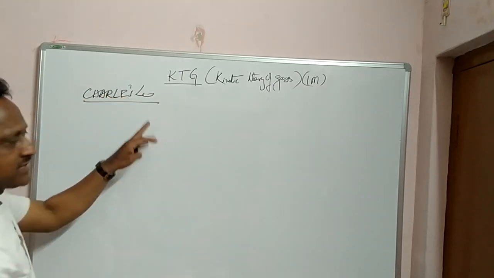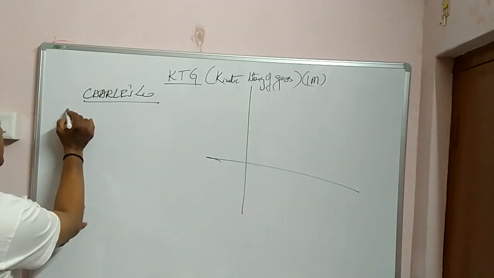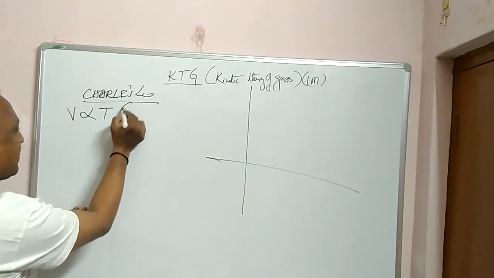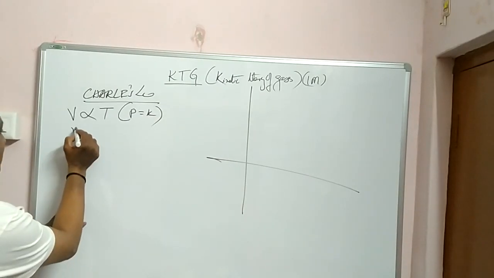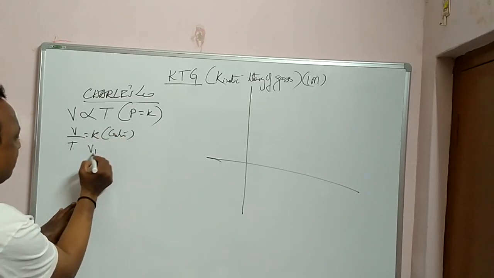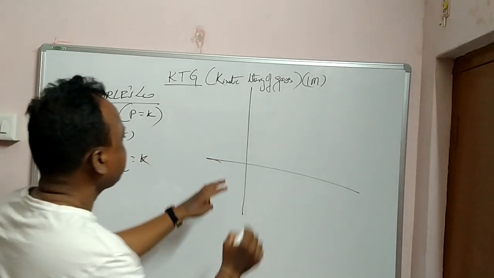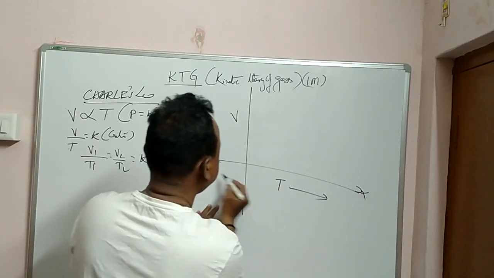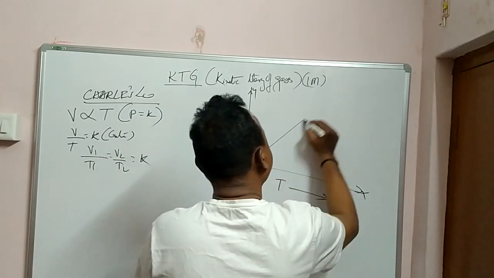In Charles' law, if you observe the graph, volume versus temperature, Charles' law states that the volume of a given mass of gas is directly proportional to absolute temperature, keeping pressure constant. That means V by T is equal to constant, or V1 by T1 is equal to V2 by T2 is equal to constant. You can see this is volume on the y-axis and absolute temperature on the x-axis. So here the graph is a straight line passing through the origin.